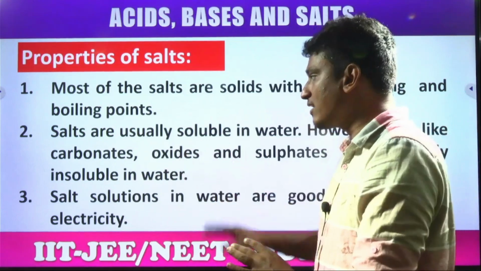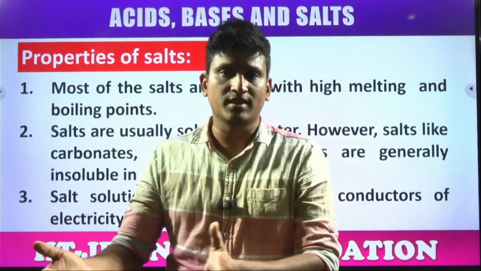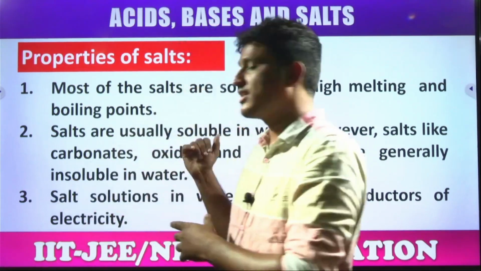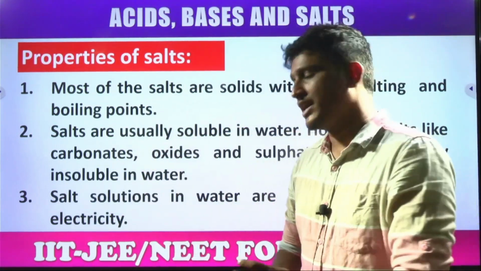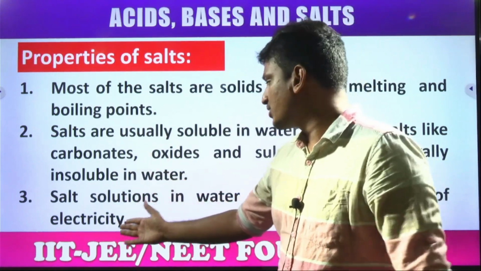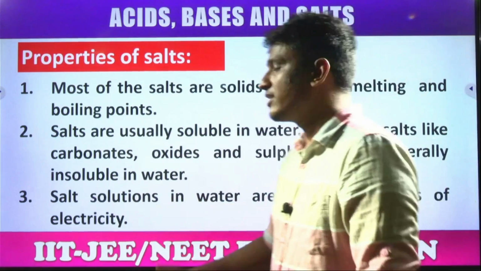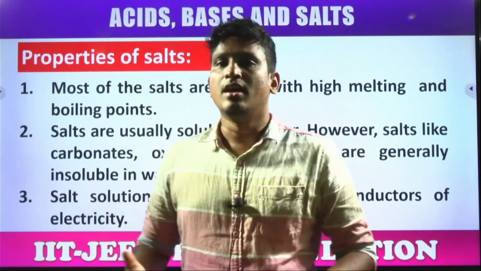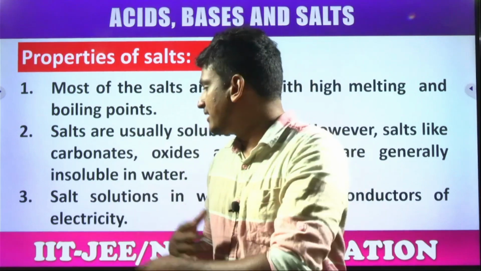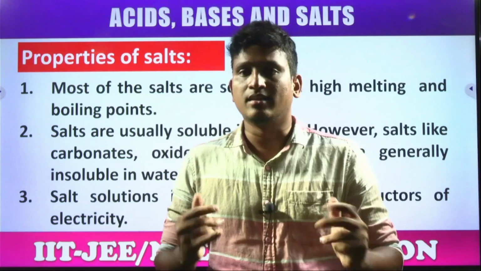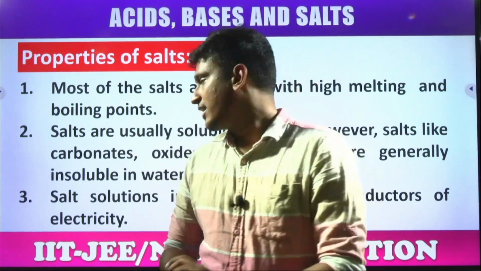So not all the oxides are insoluble. Magnesium oxide in water forms magnesium hydroxide. Calcium oxide in water forms calcium hydroxide, forming new compounds. Next, salt solutions in water are good conductors of electricity, right? Salts are made up of opposite ions. When they dissolve in water, they release these opposite ions, and these ions are the reason why salt solutions are good conductors of electricity.